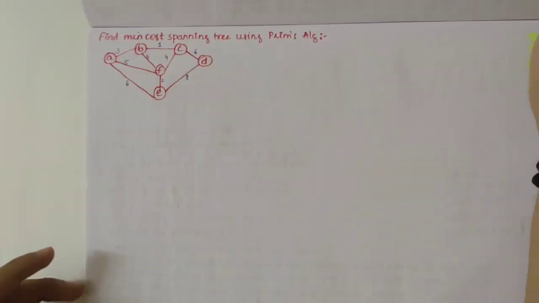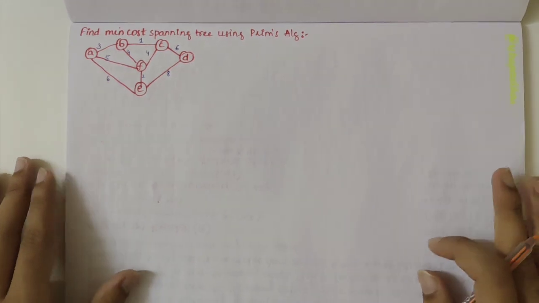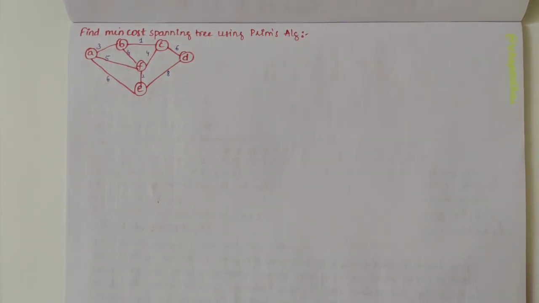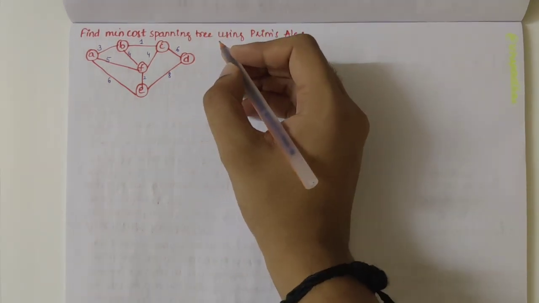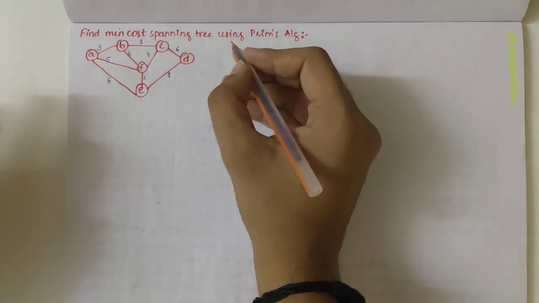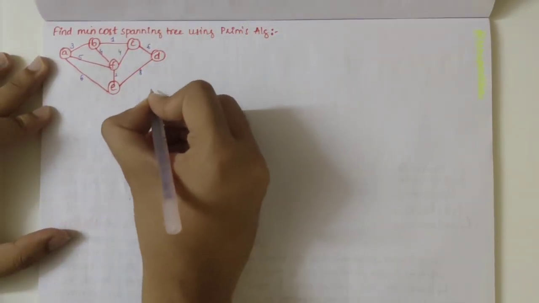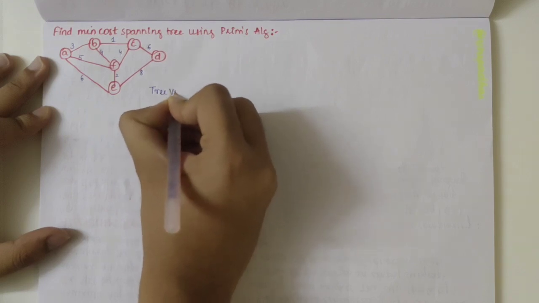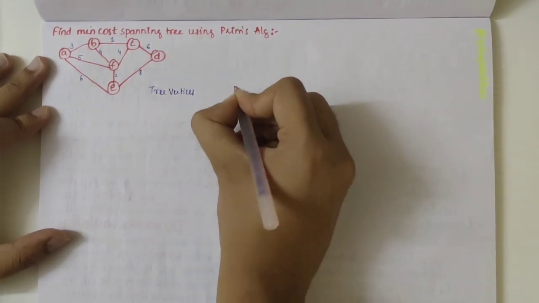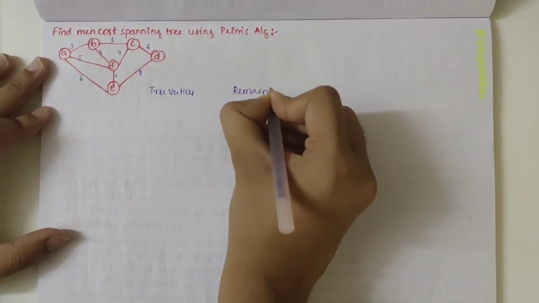Now let's look into the problem here. The problem statement is pretty simple. Find the minimum cost spanning tree using Prim's algorithm. So we have to use Prim's algorithm here. Let's quickly compute a table. With the table we can easily solve it, I mean, it'll become easy to understand. So here we have the tree vertices, and here I'll write the remaining vertices.